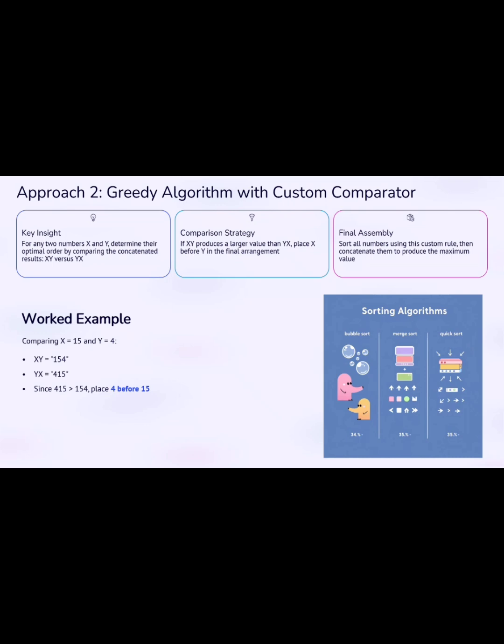Our second approach is the greedy method using a custom comparator, which is both efficient and elegant. The key idea is simple. For any two numbers x and y, we don't compare them directly. Instead, we compare the concatenated results xy and yx. Whichever combination gives the larger number determines their order. For example, if x is equal to 15 and y is equal to 4, xy is equal to 154 and yx is equal to 415. Since 415 is greater, we place 4 before 15. This greedy decision ensures that at each step we make the locally best choice that leads to the global maximum.